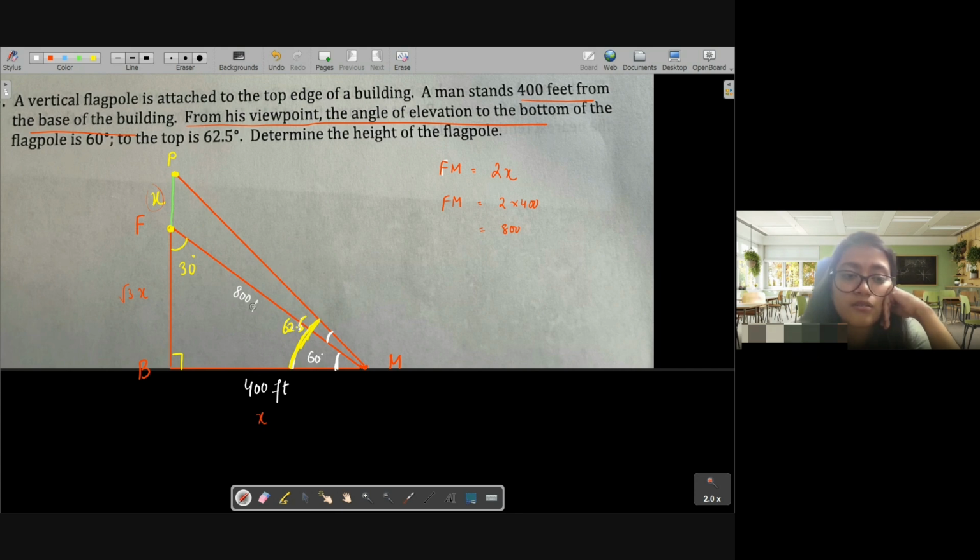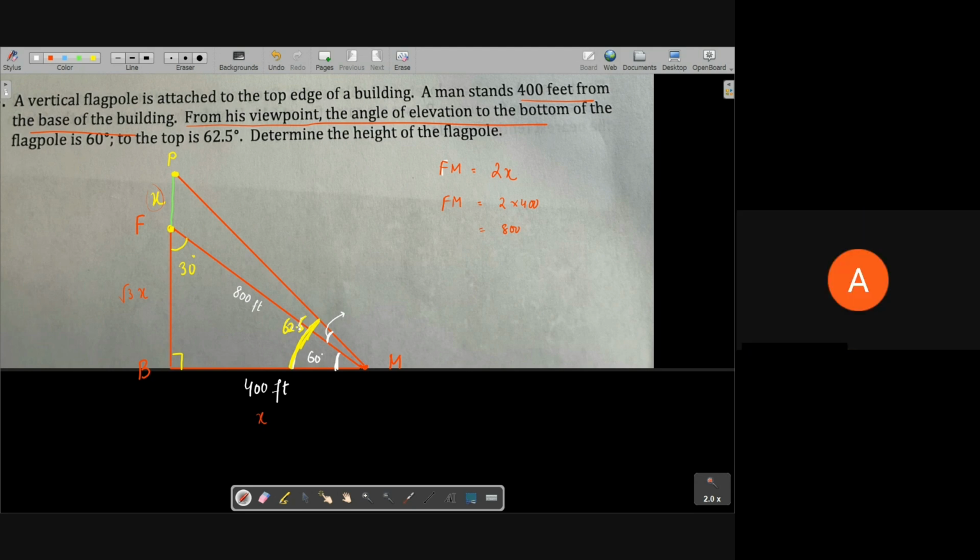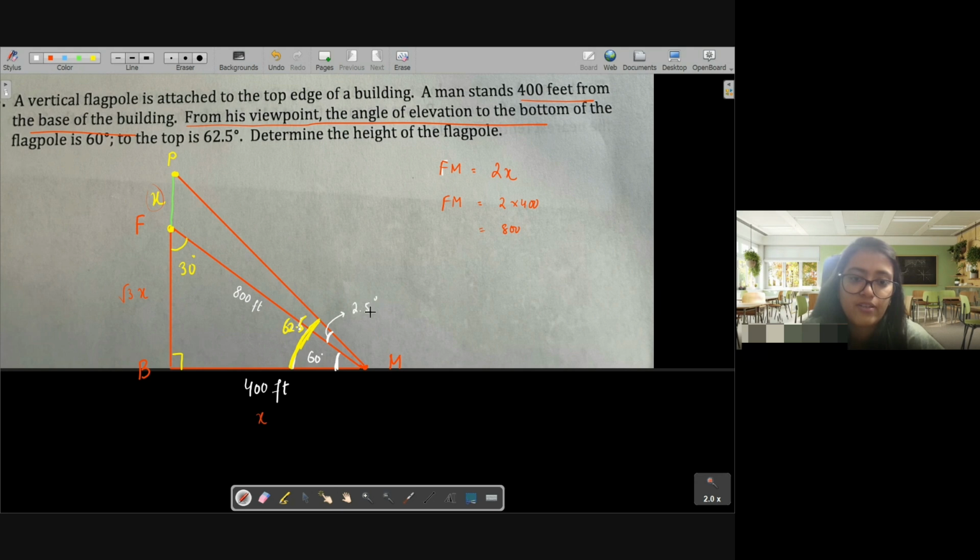800 feet. Now consider this triangle, FPM. This angle, can you tell me how much this angle is? So if that's 2.5 degrees, and you have to find out X. You can use law of cosine.